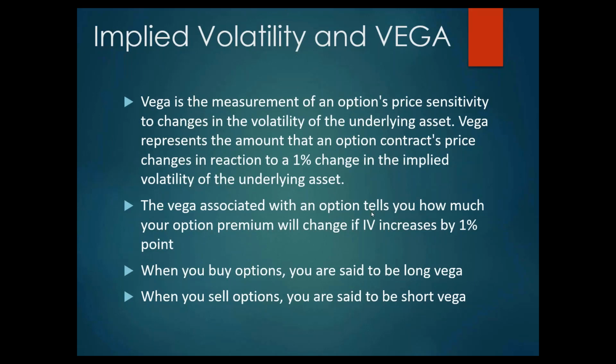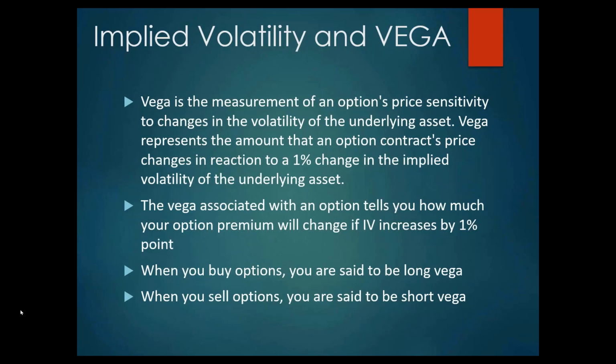The vega associated with an option tells you how much your option premium will change if IV increases by 1 percentage point. When you buy options, you are said to be long vega. When you sell options, you are said to be short vega.